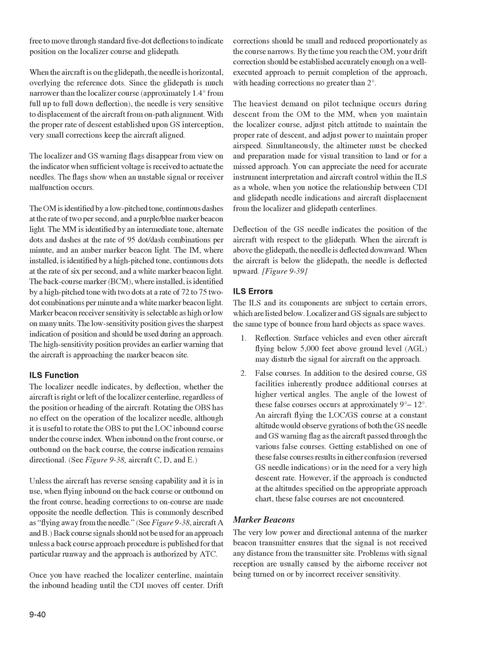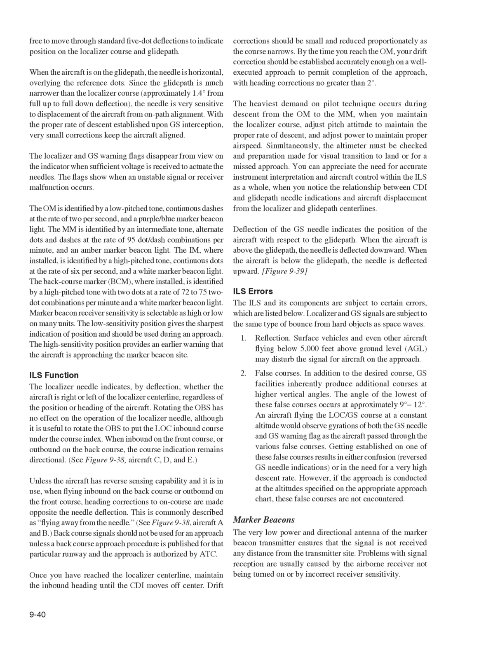The back course marker, BCM, where installed, is identified by a high-pitched tone with 2 dots at a rate of 72 to 75 2-dot combinations per minute, and a white marker beacon light. Marker beacon receiver sensitivity is selectable as high or low on many units. The low sensitivity position gives the sharpest indication of position and should be used during an approach. The high sensitivity position provides an earlier warning that the aircraft is approaching the marker beacon site.